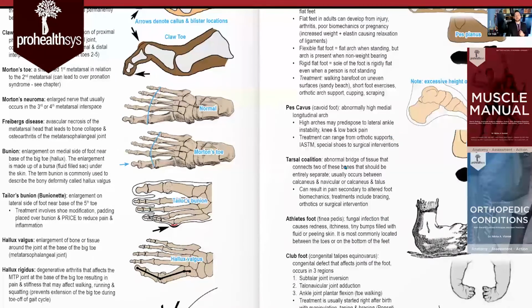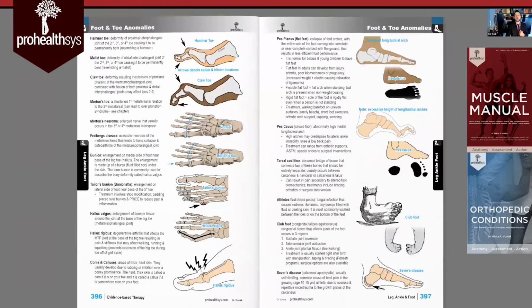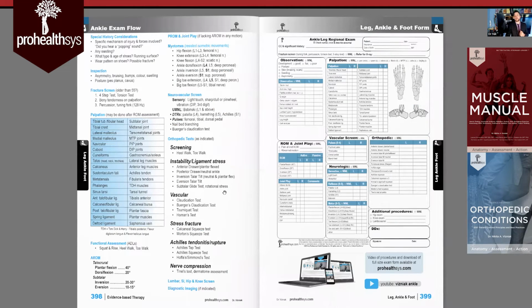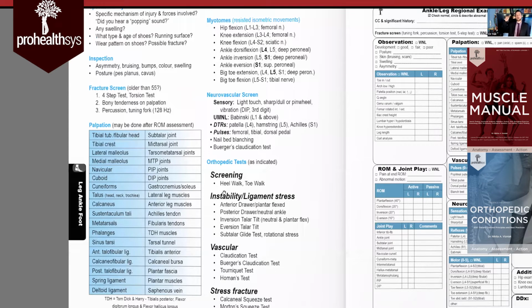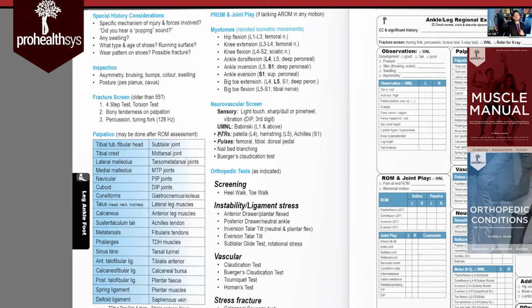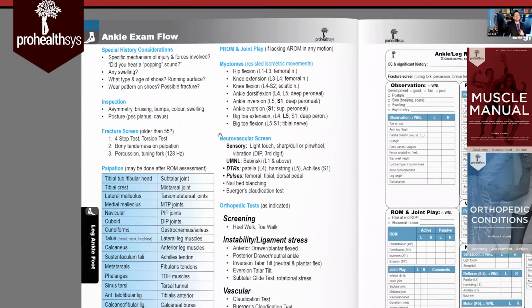So that's a quick summary of foot and toe anomalies. If we progress on, we get into our ankle exam. And again, you can go ahead and refer to our orthopedic assessment text for more detailed exams, or at the start of each body region for the special tests, we have an example of an exam flow that will take you all of 10 minutes.